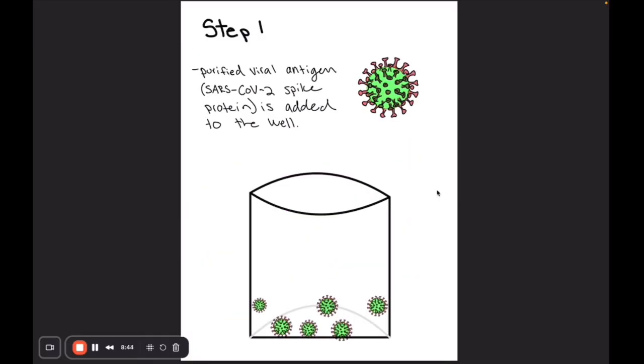The first step is different from the antigen detection ELISA. Instead of adding the patient sample, the well is coated with a purified viral antigen, such as the SARS-CoV-2 spike protein. This known antigen will later capture any matching antibodies from the patient's serum.